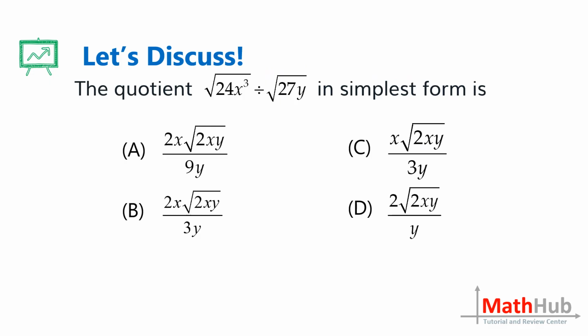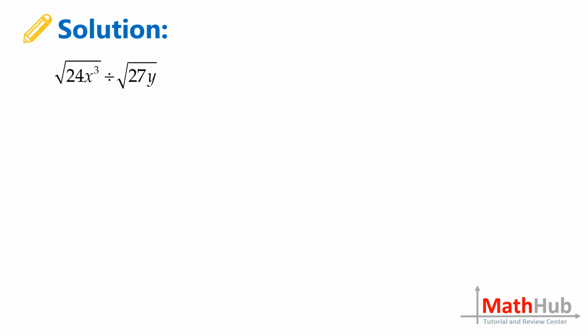Let's look at this one. The quotient of this expression in simplest form. Alright, so let me first write this in fraction form. We have square root of 24x cubed over square root of 27y. Since they both have square root sign with same index, 2, we can put them in a single radical.